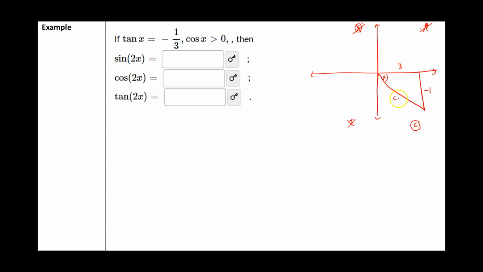We want to find out what is the value of c. So if you use the Pythagorean theorem, we have a squared plus b squared equals c squared. 3 squared is 9, negative 1 squared is 1, I jumped ahead. 9 plus 1 is 10 equals c squared. So c is going to be plus or minus radical 10, but because the hypotenuse is positive, then c will just equal radical 10.